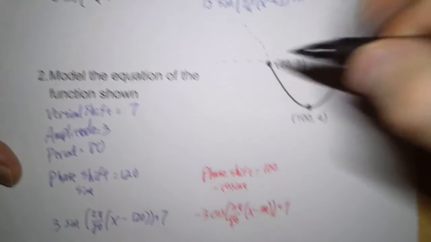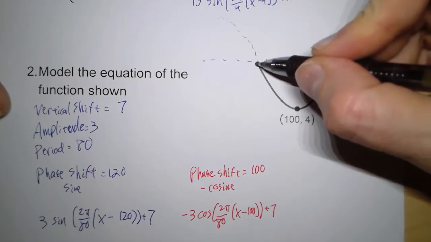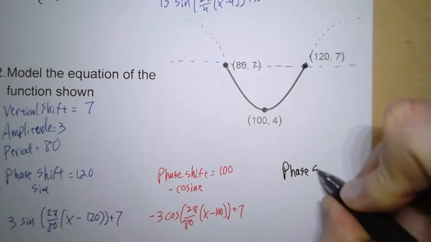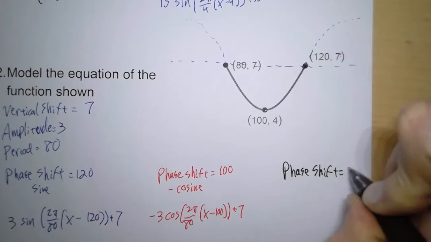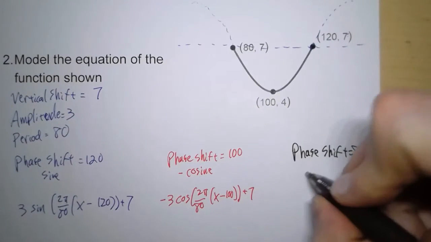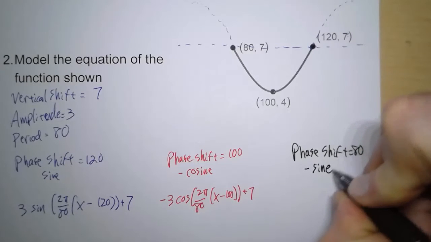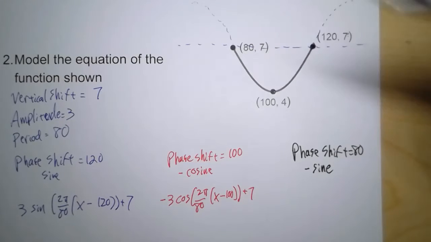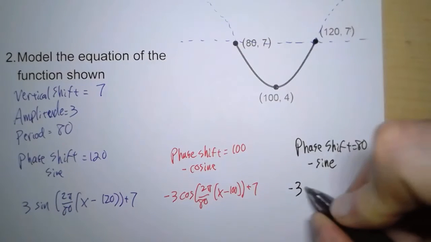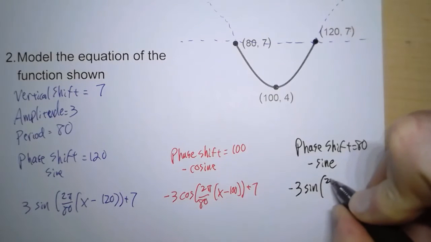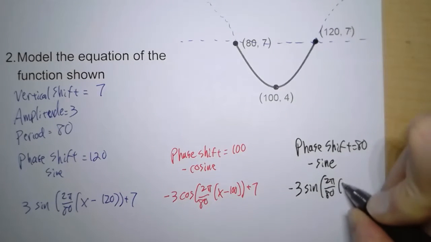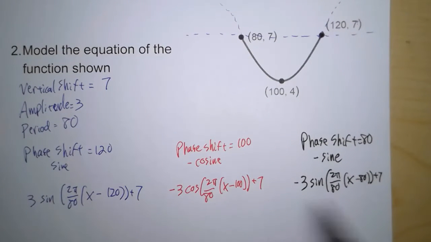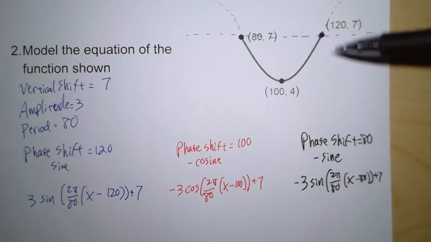And finally, what if we use this point? Well, this point is in the middle, but it's going down. If we say the phase shift is 80, what's the function? That's going to be negative sine, because sine starts in the middle going up, but negative sine starts in the middle going down. So this will be negative 3 sine of 2 pi over 80 times x minus 80, plus 7. And again, all three of these could fit this graph.